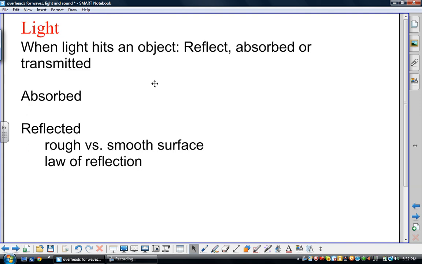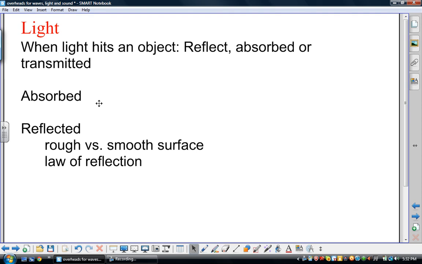When light hits an object, three things can happen. It can be reflected, absorbed, or transmitted. When it's absorbed, it goes through a transformation of energy and it gets changed into heat energy. Usually when light hits an object, some of the wavelengths get reflected and some of them don't. What gets reflected is what we see as a color.